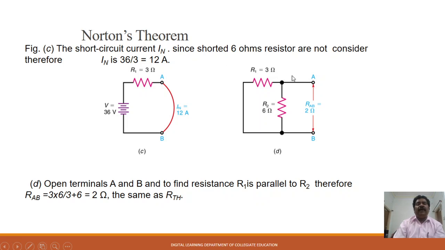Once the short circuit current has been calculated as 12 amperes, now I want to calculate Rn. As the procedure says, remove all the voltage sources and short the terminals, and if there are current sources, open them, and find out the effective value across A and B. The resistance of RTH at the open terminals is nothing but Rn. R1 and R2 are in parallel, so 3 into 6 divided by 3 plus 6 is equal to 2 ohms. That is RTH, and the same way we can call it Rn, Norton's resistance.